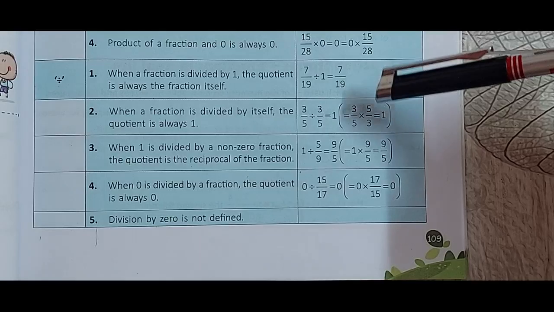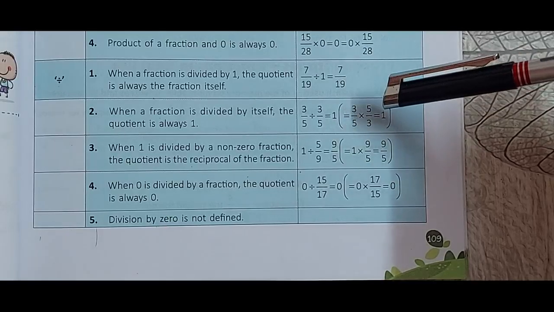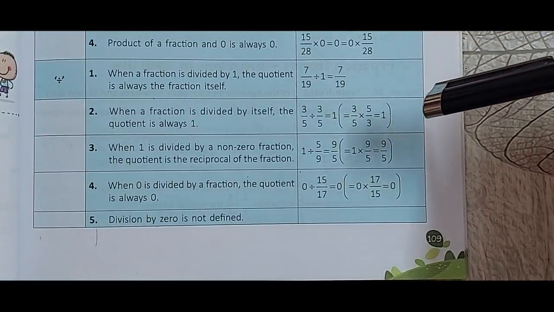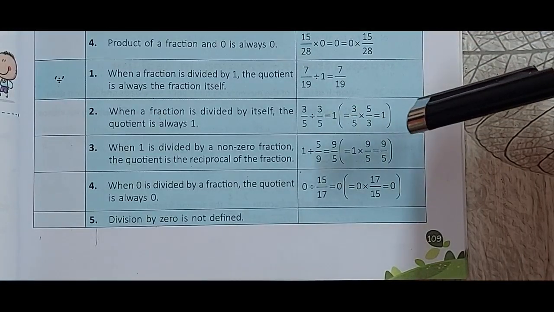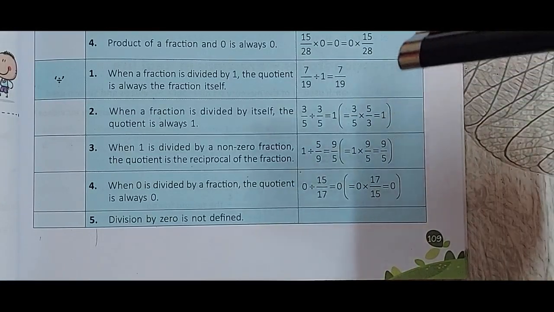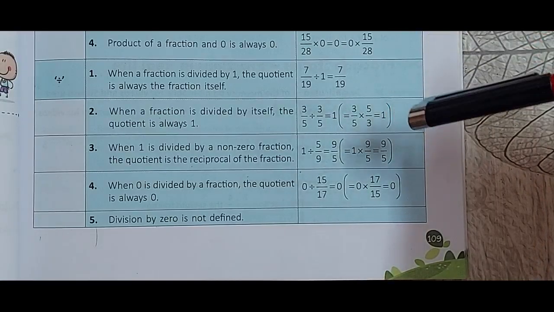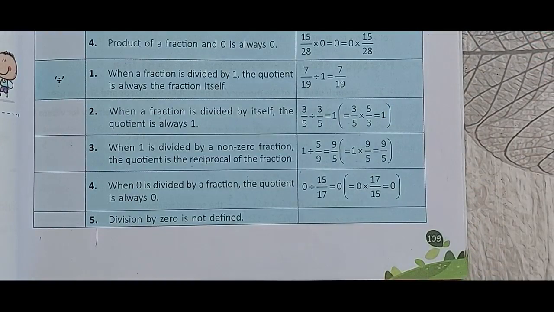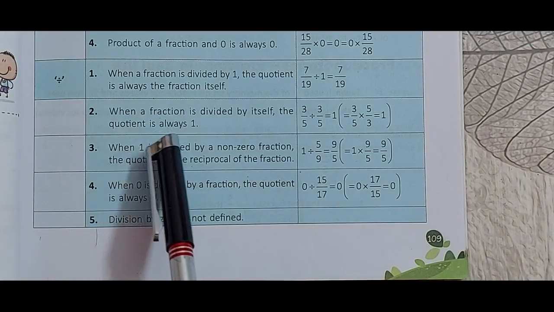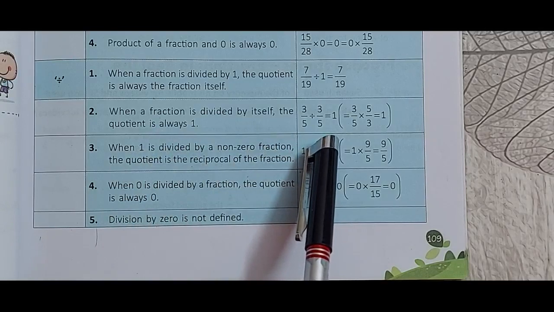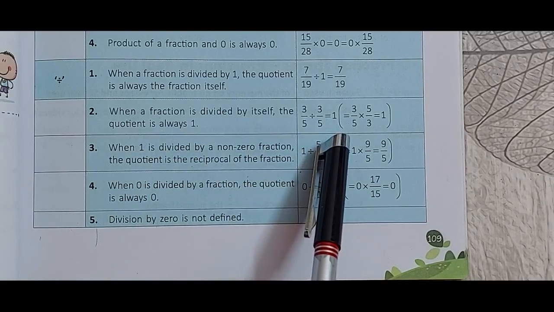And you know that after division, whatever you get, that is called the quotient. Understood? And whatever is left out in the division is the remainder. But since it is a fraction, here the answer is actually the quotient. Okay? When a fraction is divided by itself, the quotient is always 1. 3 by 5 divided by 3 by 5 is equal to 1.